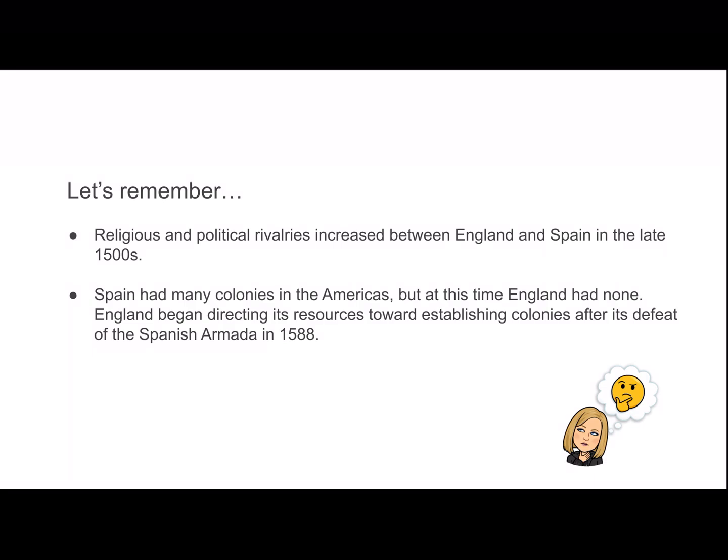So if you recall, back when we were talking about the Age of Exploration, England and Spain were great political and economic and religious rivals. We learned a lot about that. In particular, we learned about Drake and how he conquered the Spanish Armada, and he was hired by Queen Elizabeth. So Spain had many colonies in the Americas, if you recall, mostly in South Central America, but because of Drake conquering the Spanish Armada and the Spanish fleet, it was then that England was able to focus and become a more dominant country.